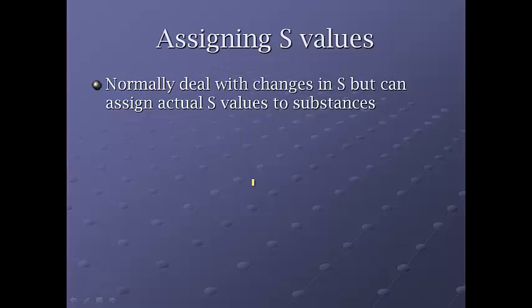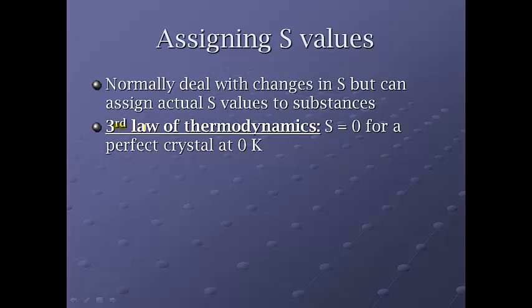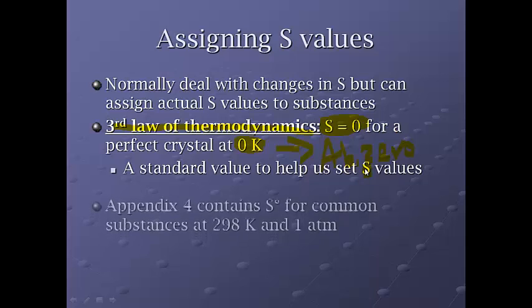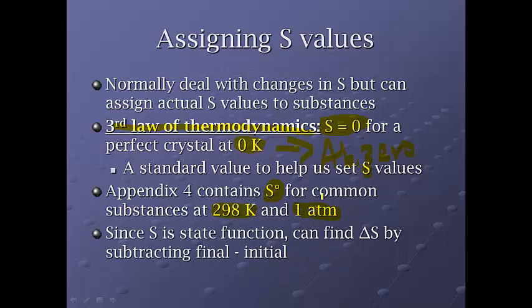Assigning S values is not so automatic. Normally we deal with changes in S, but we can assign actual S values to substances. This is the third law of thermodynamics, that S is equal to 0 for a perfect crystal at absolute 0, which is not really something that we reach, but we can look at it in theory. It's really just a standard value to help us set up S values. So we start with the basics and then we go from there. Appendix 4, you'll see in the back of the book, contains those S values. You should find those for common substances at 298 Kelvin and 1 atm, which is pretty standard conditions.